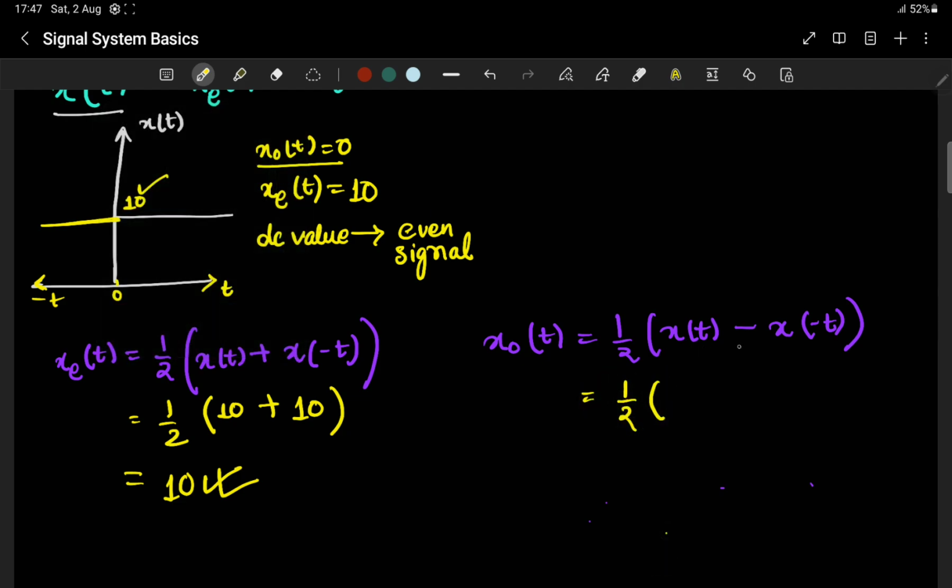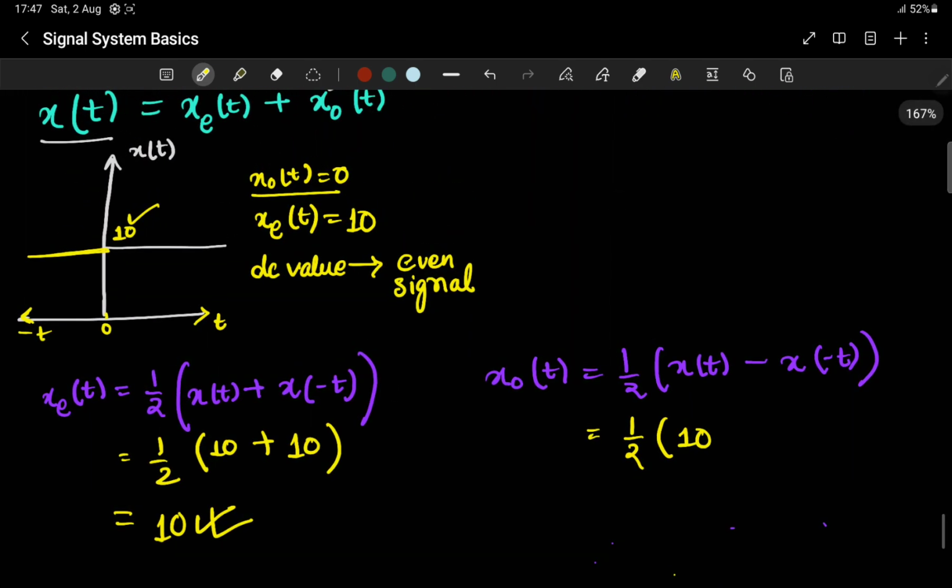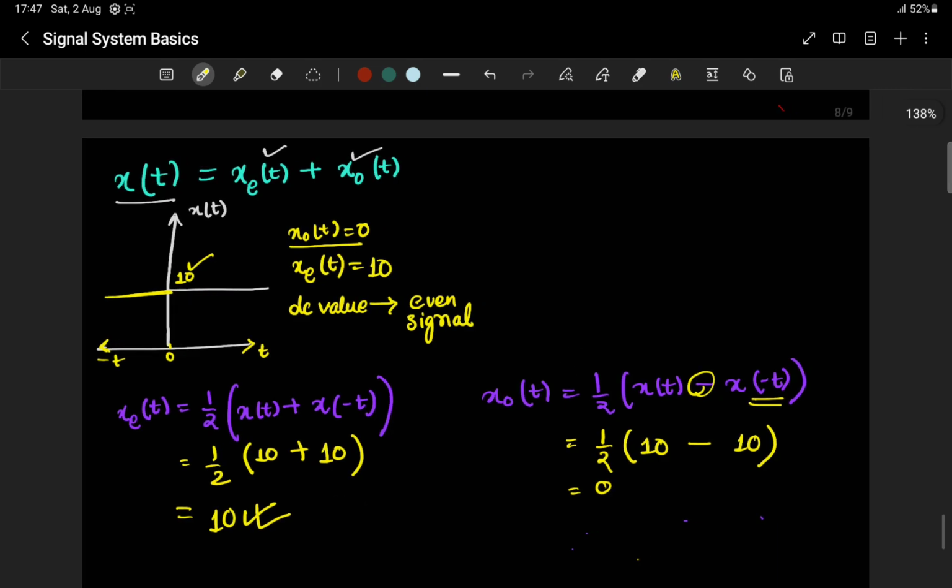x(t) is nothing but our 10. As this is the even signal, the value of x(-t) is going to remain the same. So this is also 10, right? And the sign between them is going to be minus. So here I put a minus sign and it turns out to be 0. I hope now it is very much clear to you how I am doing this odd and even component. This is the first property.